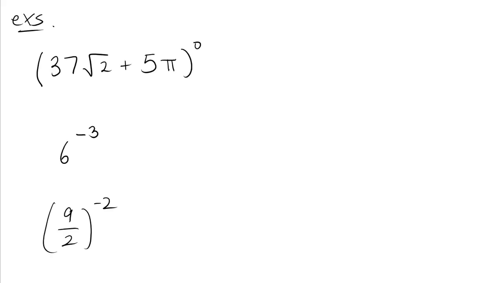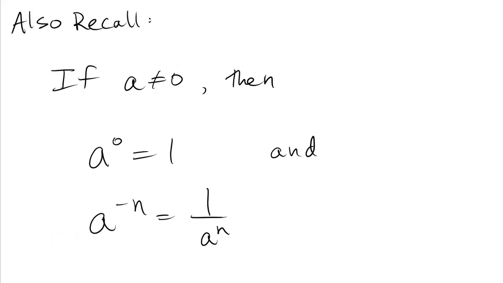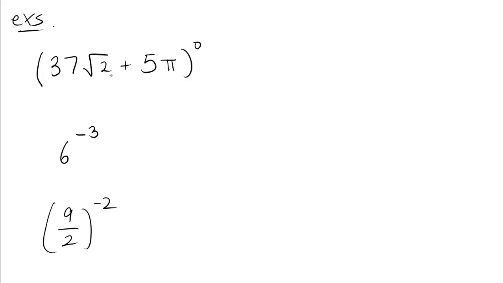Here are some examples to solidify those rules. Our first example has a ridiculous expression inside the parentheses, 37 times the square root of 2 plus 5 pi, but that entire expression is raised to the 0 power. That exponent does not distribute individually to each term, it's on the entire expression. And we said on the previous line that any non-zero base to the 0 power is equal to 1. Well, 37 times the square root of 2 plus 5 pi definitely isn't 0 because that's the sum of 2 positive numbers. And so this is equal to 1. It wouldn't matter what this base is as long as it's not 0. 0 to the 0 power is undefined, but any non-zero base to the 0 power is equal to 1.